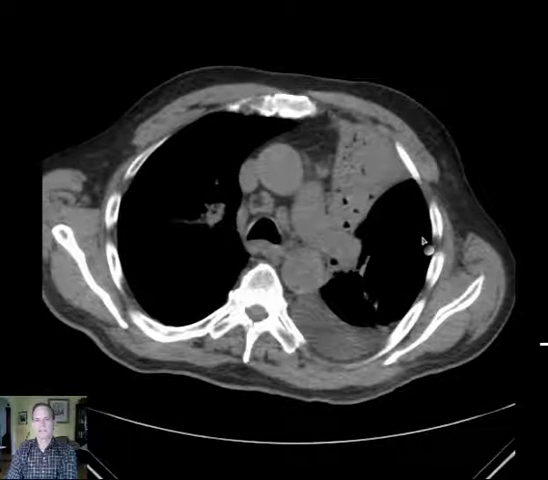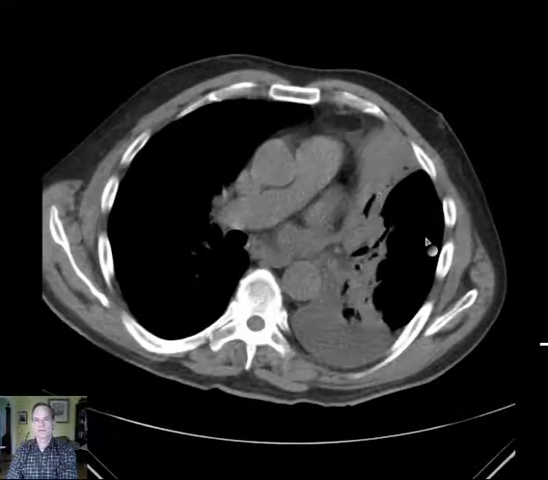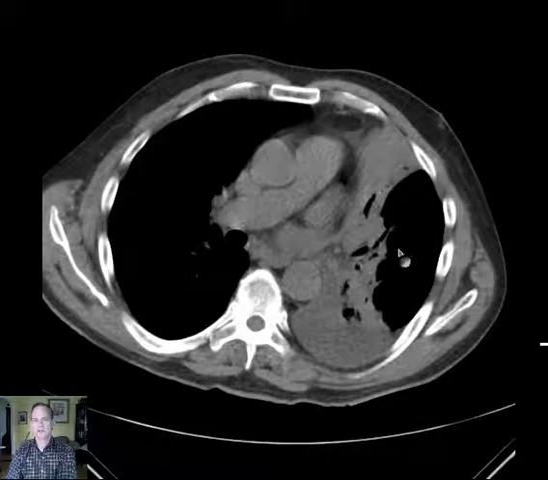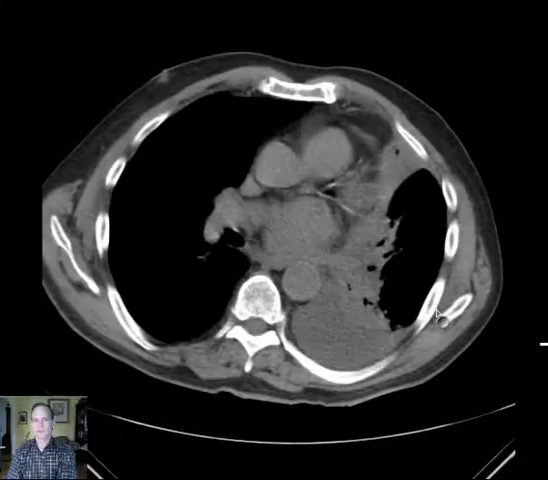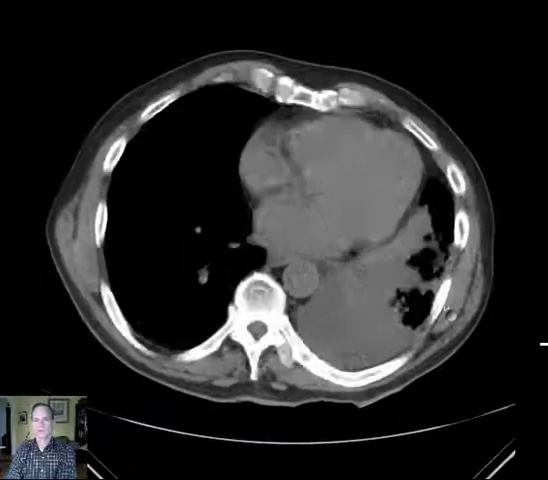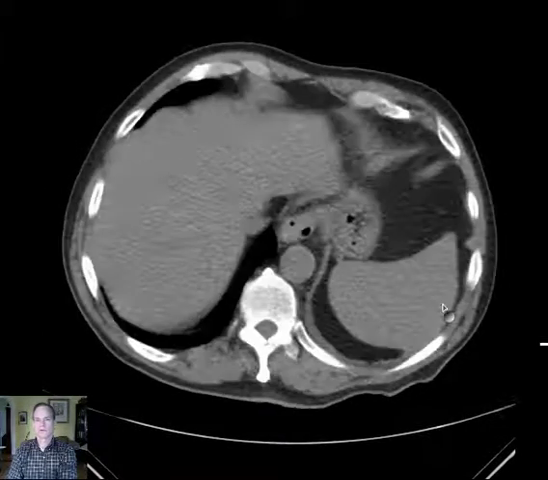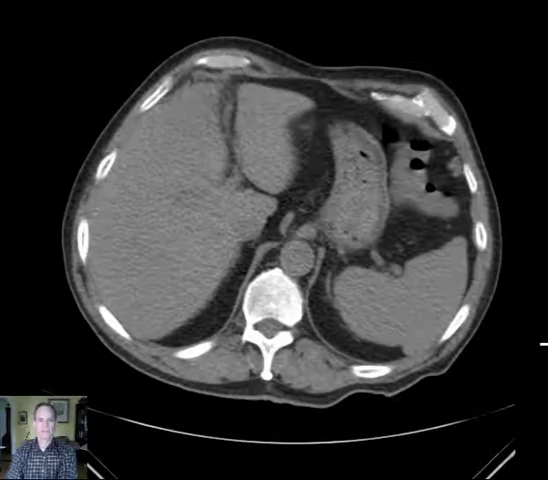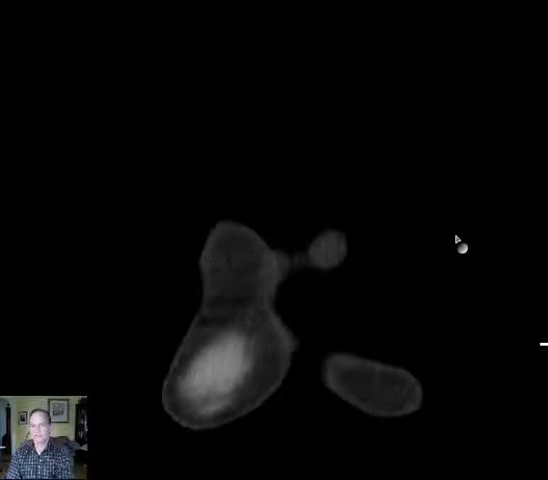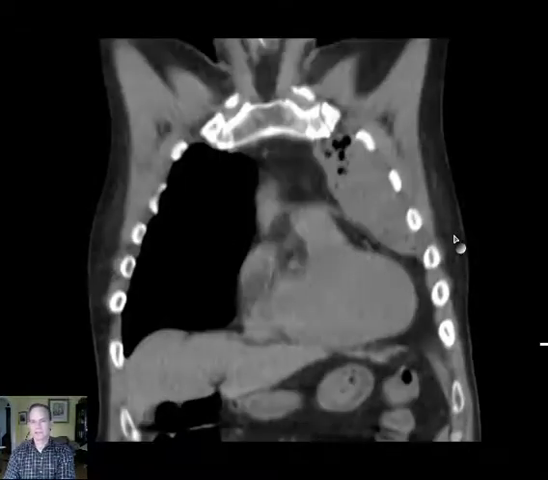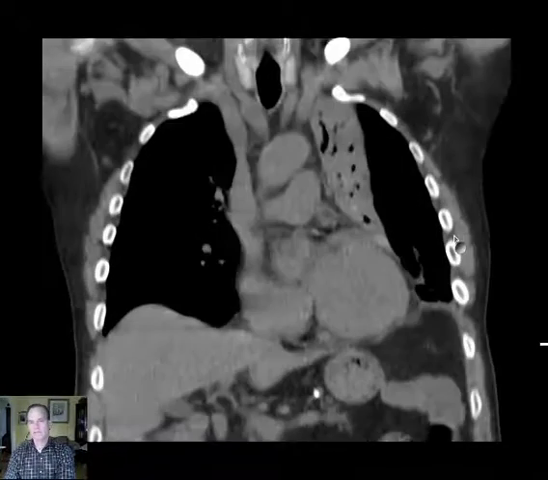Follow that. I'll let you get an overview here of what we have. We have something here and something abnormal here. Okay, now let's take a look at it in the coronal plane. And chest CTs, I think, are best looked at in both axial and coronal planes. There is a lot of information.